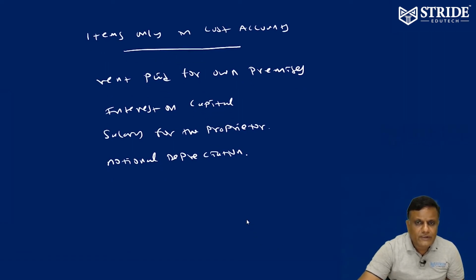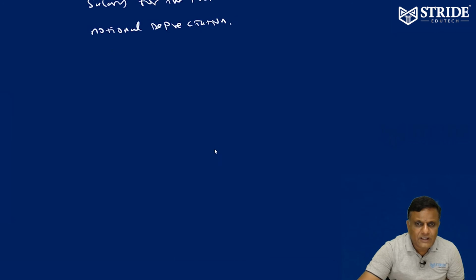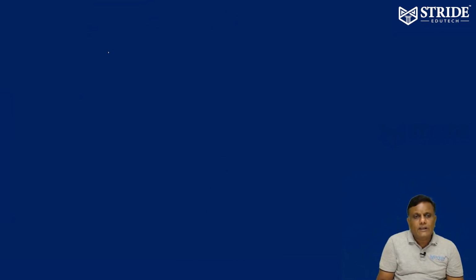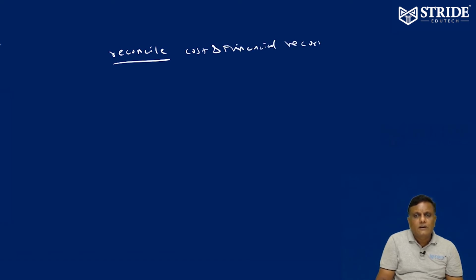So for these two reasons, profit as per financial accounts and profit as per cost accounts will not be tallied, right? How to reconcile these two statements? I will tell you the shortcuts, this is very important. Once you understand the shortcuts, automatically everything will fall in line with it. How to reconcile cost and financial records?